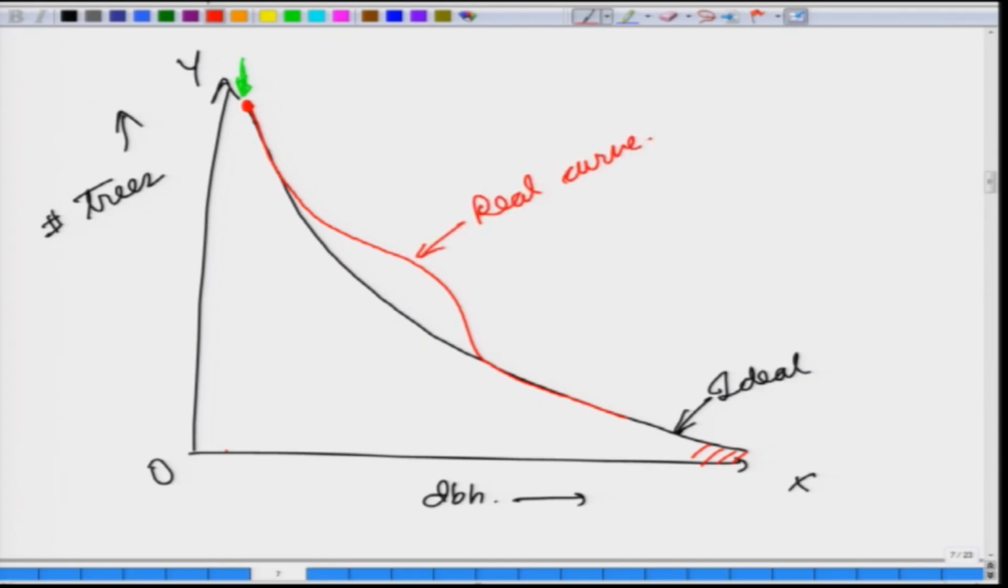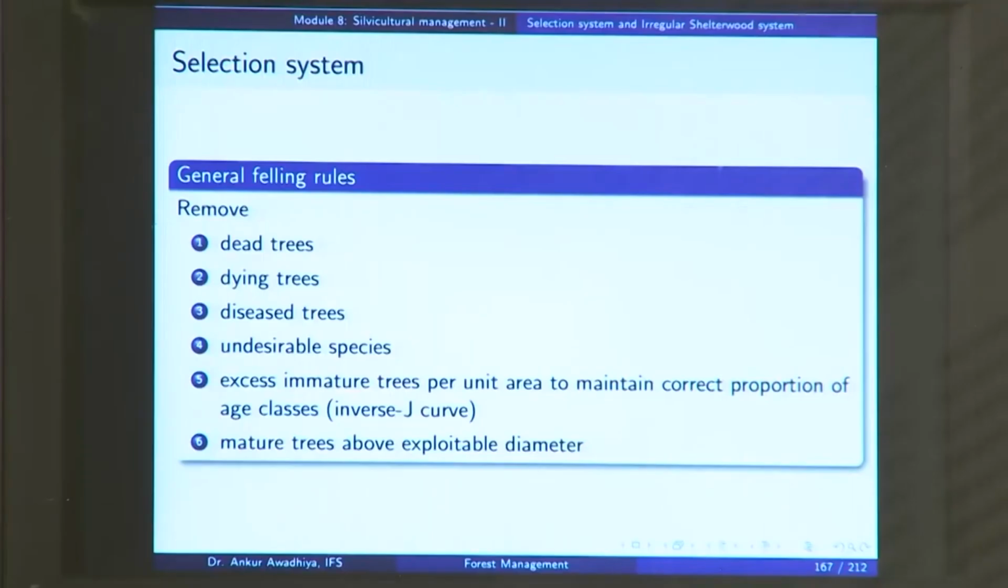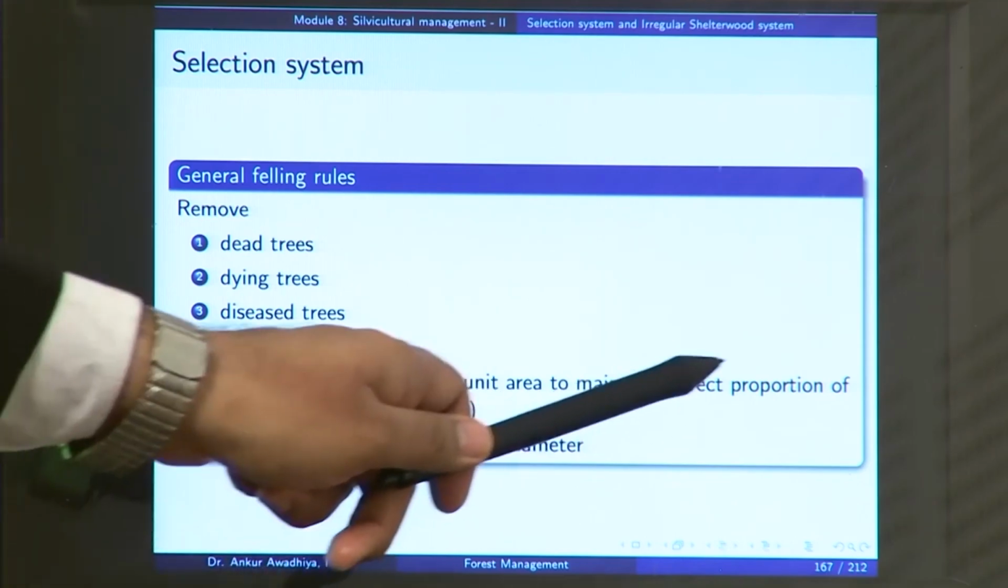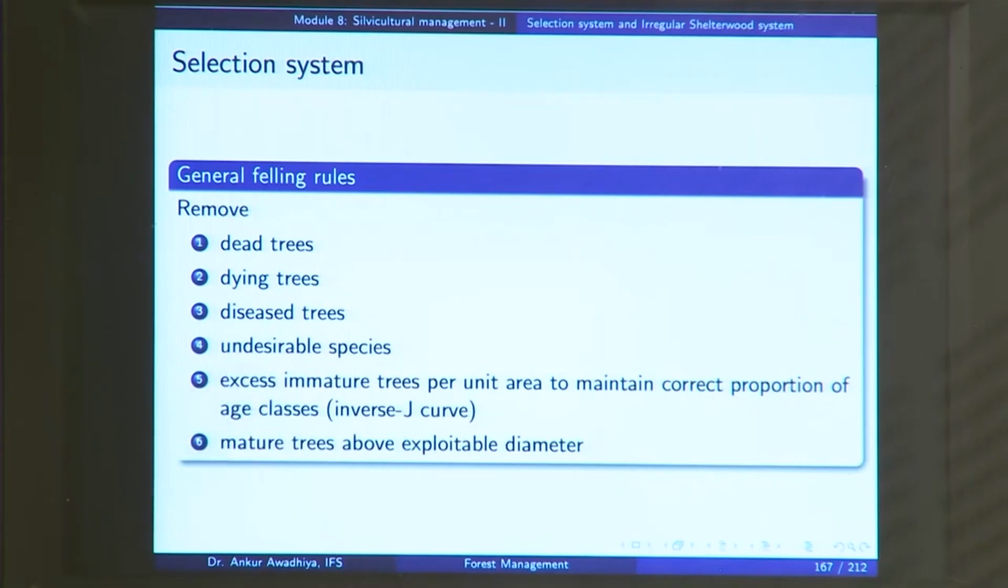Now, if you have a situation like this, the next preference would be these trees. You want to remove these many trees that are not completely mature, but these are a deviation to your ideal curve. So, you are going to remove these trees as well when you are doing the harvesting. So, the fifth number is excess immature trees per unit area to maintain the correct proportion of age classes.